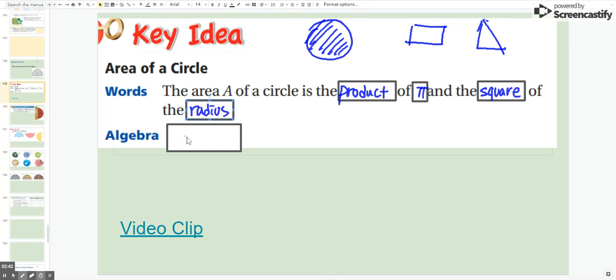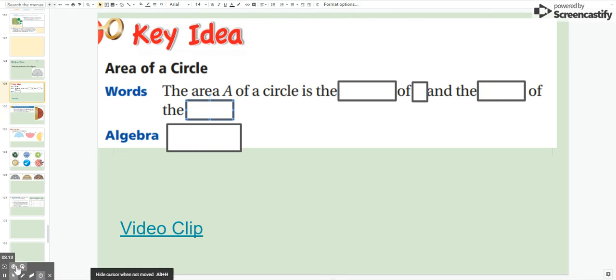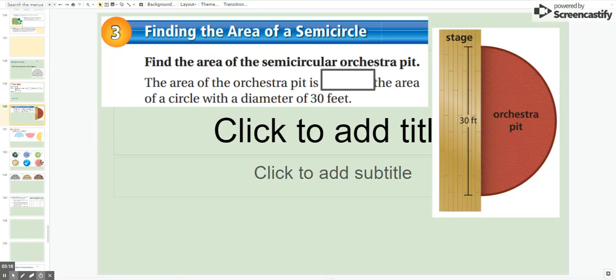If I write it in an algebraic way, the area is going to be pi times the square of the radius. Pi r squared, that's the formula to find the area. And we're going to try to prove it. We're going to watch a video proving how people actually got this formula. Then you'll understand better after you watch the video clip. All right, so I believe that you guys understand better now. So let's look at the example.